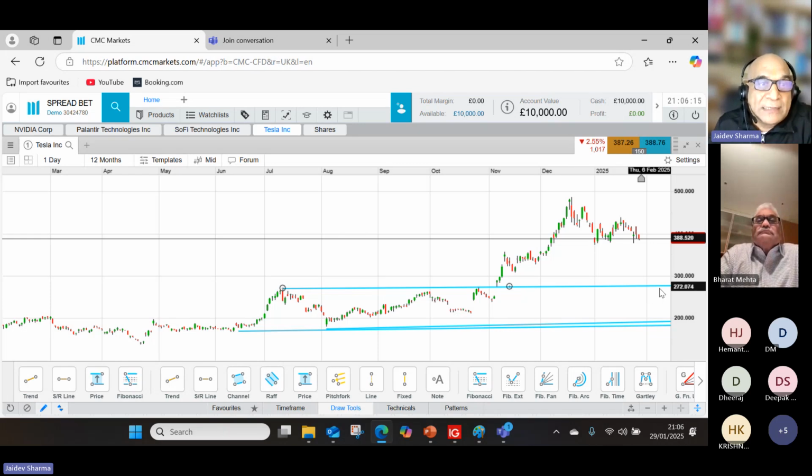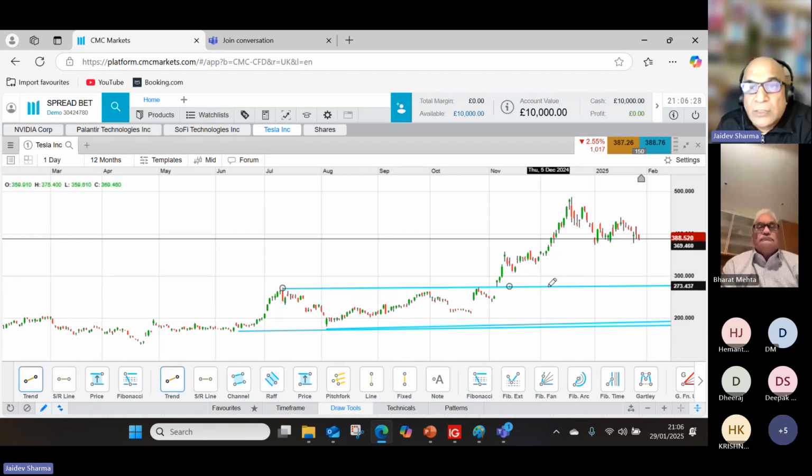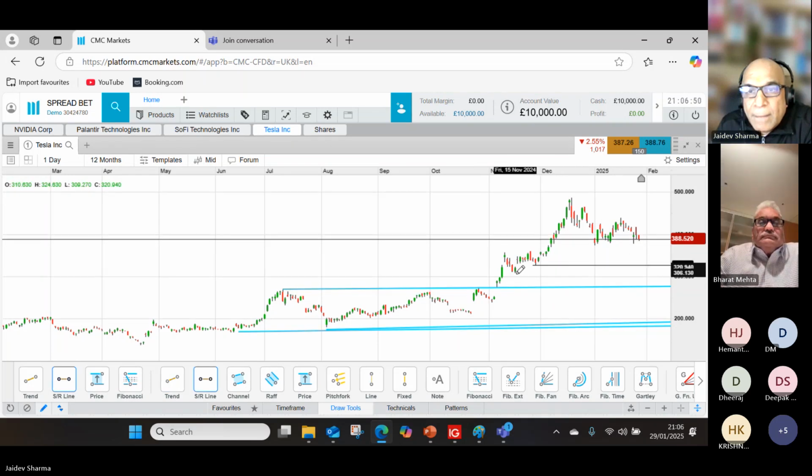If you were to play Tesla, let's say if this breaks down, then the next thing we should do is wait for it to hit the next support lines so that we can become buyers there. Okay, we can try and draw some more lines here. There is another support line developing here.